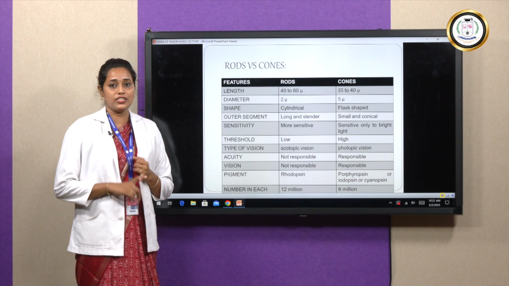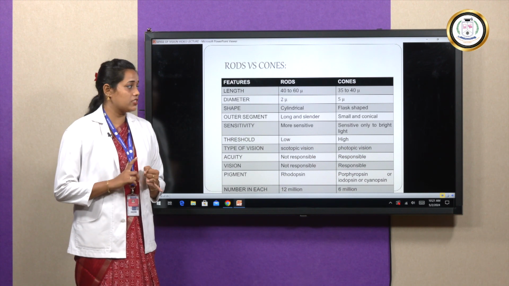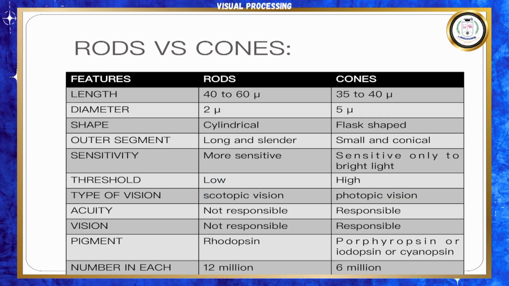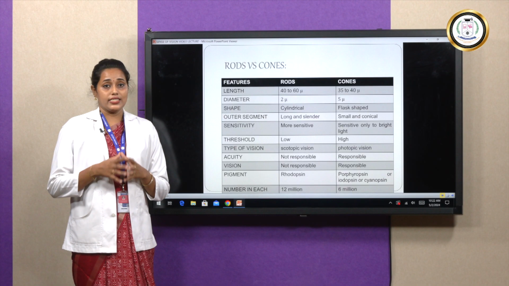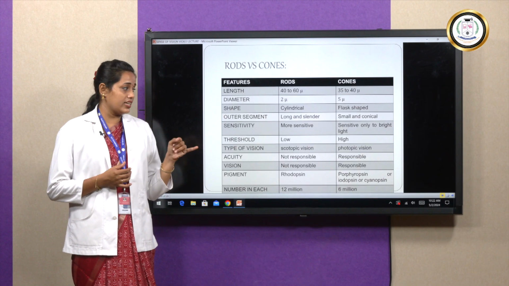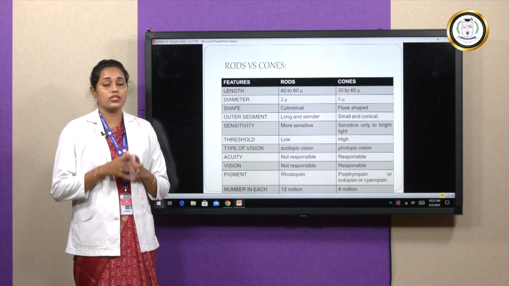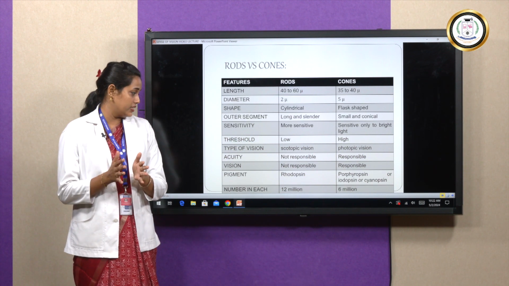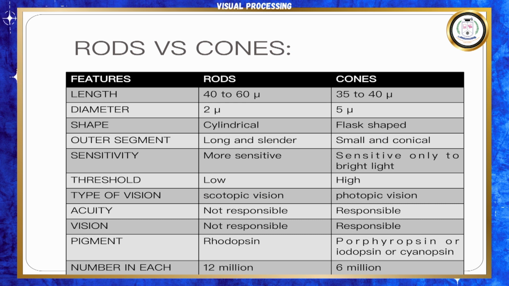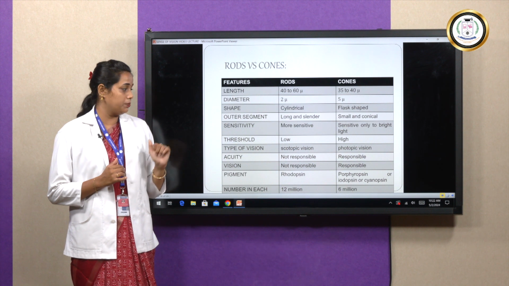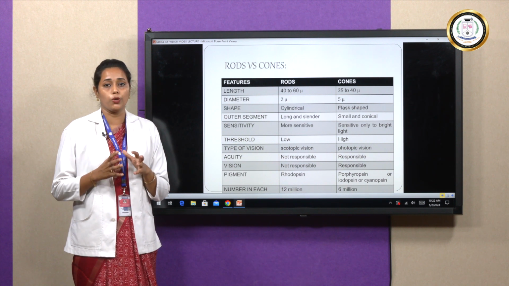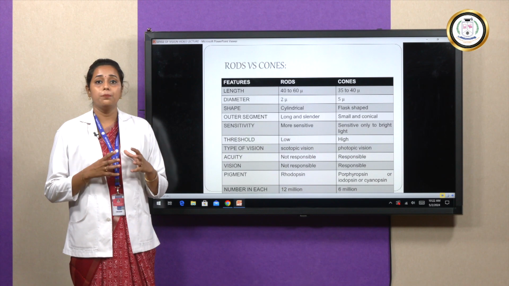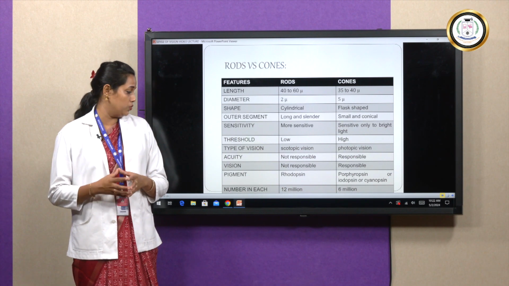The shape is cylindrical in rods and flask-like in cones. The outer segment in rods is long and slender, whereas the outer segment in cones is small and conical. Rods are more sensitive to light, whereas cones are only sensitive to very bright light. The threshold is low in the case of rods and high in the case of cones. The type of vision perceived by rods is called scotopic vision and the type of vision perceived by cones is called photopic vision.